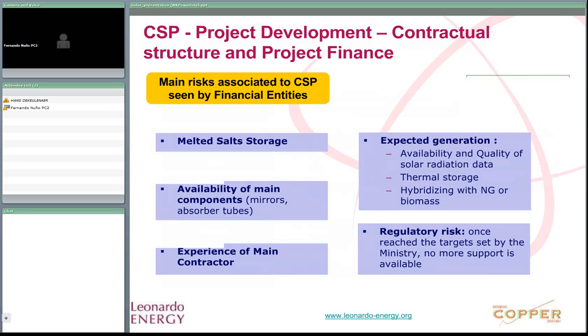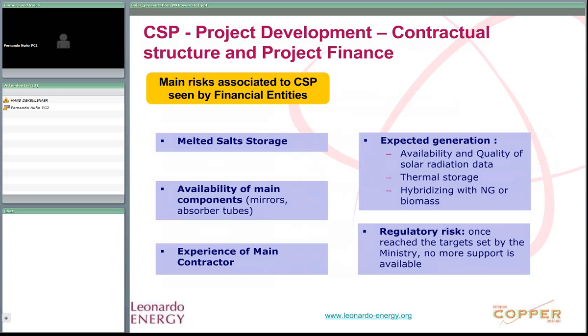The main risks seen by financial entities are storage, availability of main components, for instance mirrors or absorber tubes, experience and solidity of main contractor. This is definitely a very important point. Expected generation, so what about the availability and quality of solar radiation data? What about the thermal storage, hybridizing with natural gas or biomass? And then they will check what's the regulatory risk, and this is subsidized technology, and then what's the risk of losing these subsidies or encountering some changes in regulatory streams.